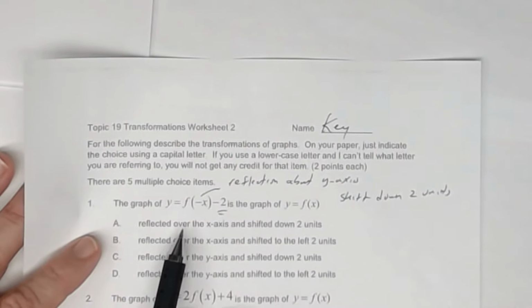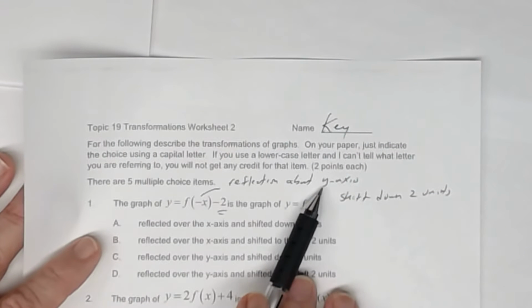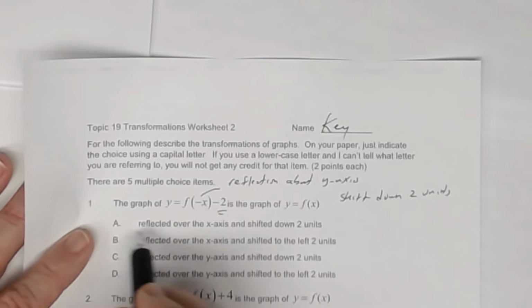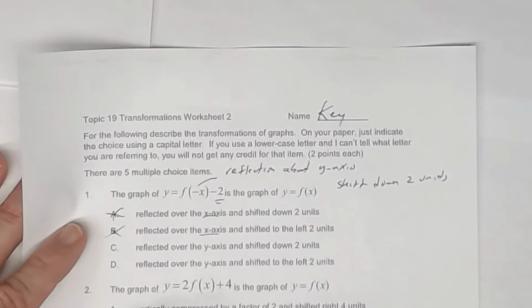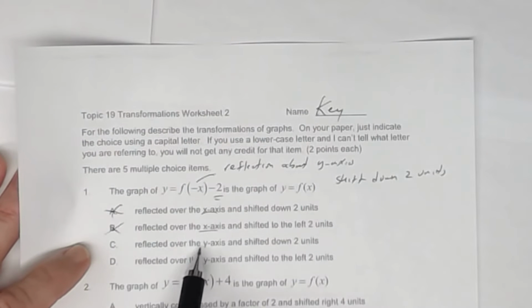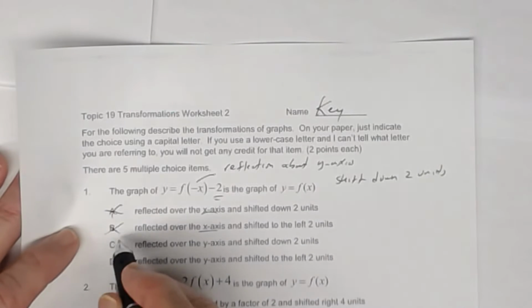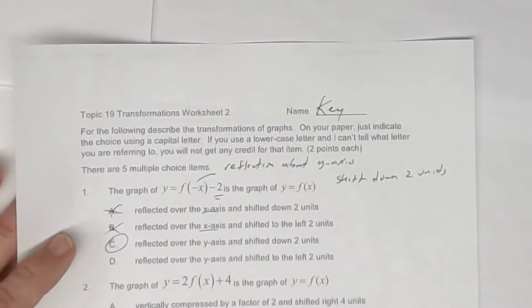So we have to find the one that says reflection about the y-axis. This is x, so that's out of the question, right? This is x as well, so that's out of the question. So it's one of these two. So reflection over the y-axis and then shifted down 2 units, and that's what I needed. So it's C. So C is the answer.